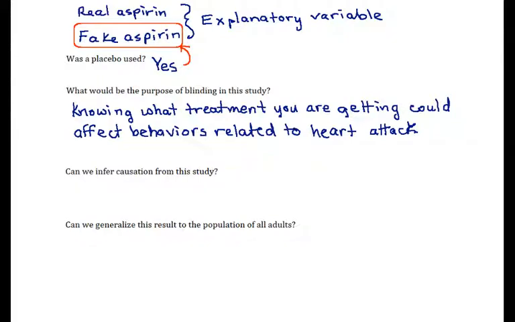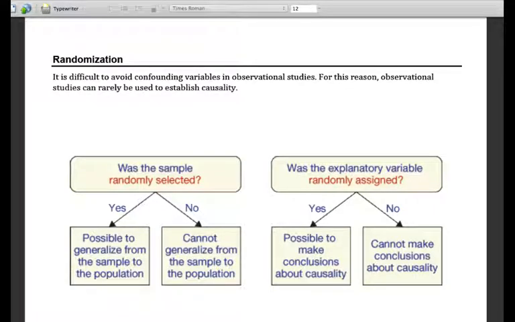Now, can we infer causation and can we generalize this result to the population of all adults? That's where we have to think back to the diagram we saw. We can infer causation if the explanatory variable was randomly assigned. We can generalize the result to the population if we're working with a random sample. So again, we refer to this diagram here. If the sample was randomly selected, we can generalize to the population. If the explanatory variable was randomly assigned, we can make conclusions about causality. We very rarely can successfully do both.